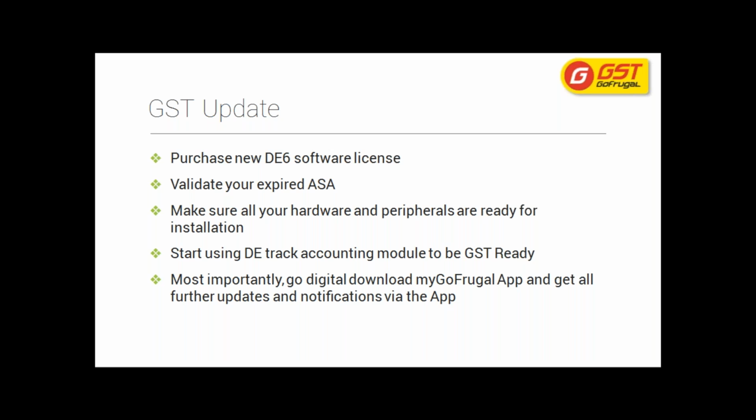Make sure all your hardware and peripherals are ready for the installation, and start using the DE6 accounting module to get the GST reports for the return submissions. Most importantly, you need to go digital by downloading the My GoFrugal mobile app and get all the further updates and notifications via the My GoFrugal mobile app.